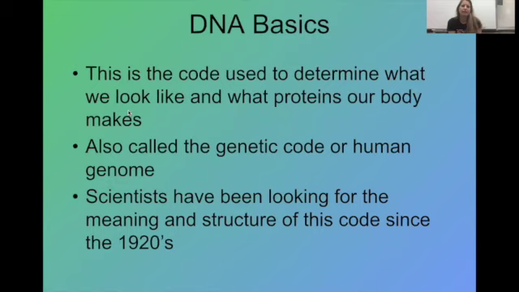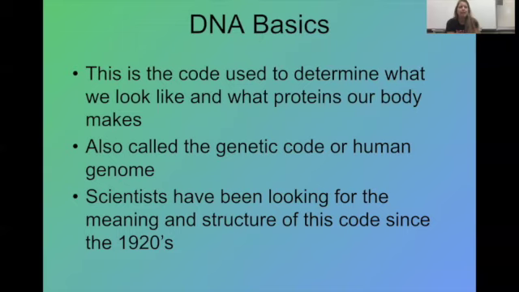So the DNA basics: this is the code used to determine what you look like. This is the cookbook. So it's the instructions on how to make you as the individual organism that you are. And your cookbook is a little bit different than anyone else's cookbook, even mom, dad, siblings. So the difference in your hair texture, the difference in coloring, all of that is in this DNA. It's called the genetic code or human genome.